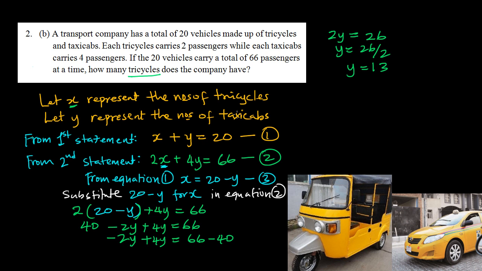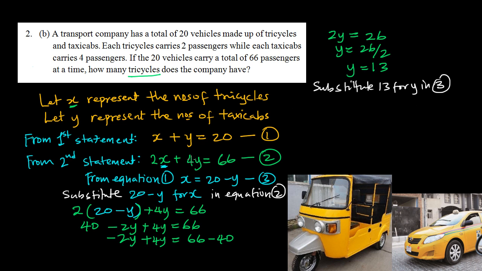Y represents the total number of taxicabs, so the total number of taxicabs we have is 13. Now we need to find the total number of tricycles, so we substitute 13 for Y in any of the equations. We want to find X this time around. We've gotten Y, which is the number of taxicabs. It's preferable to substitute in equation 3 because we have X is equal to 20 minus Y. So this is a bit straightforward. So we'll substitute 13 for Y in equation 3.